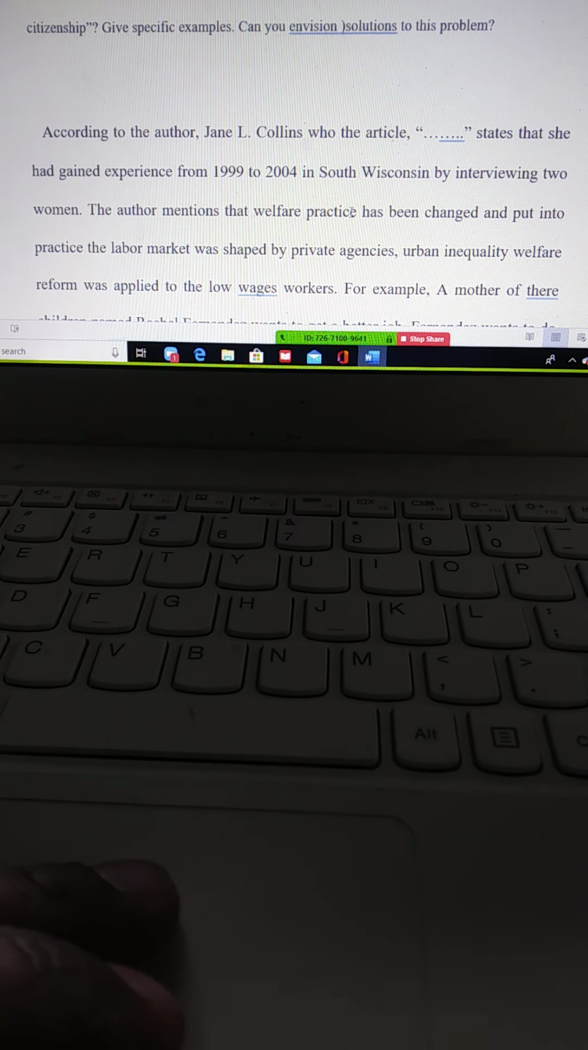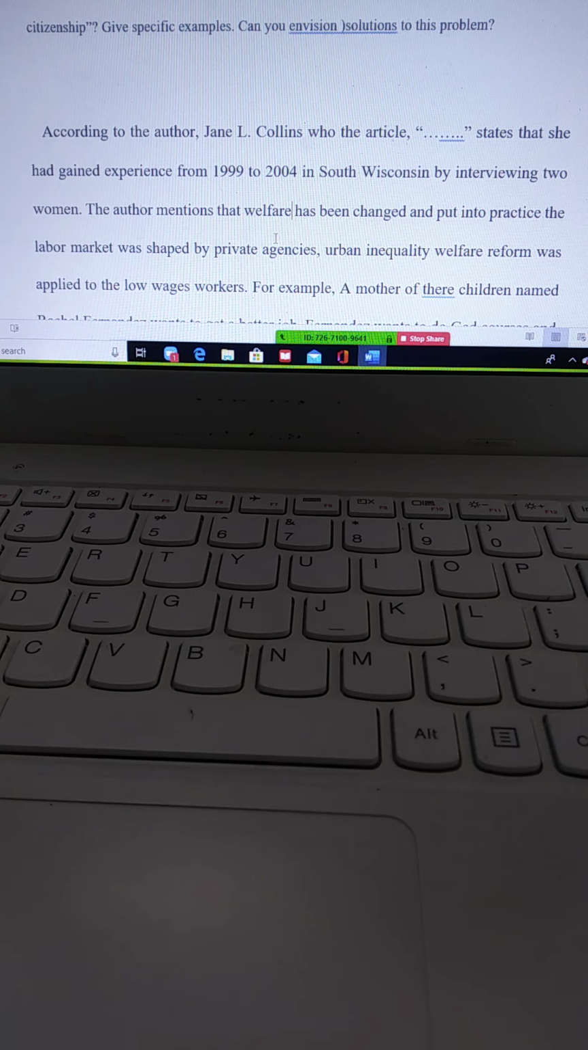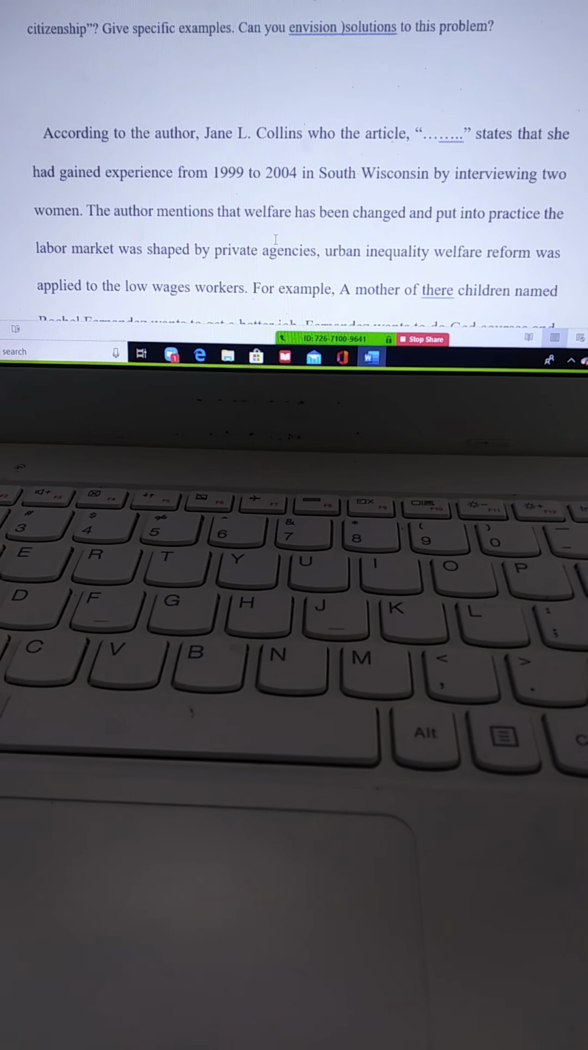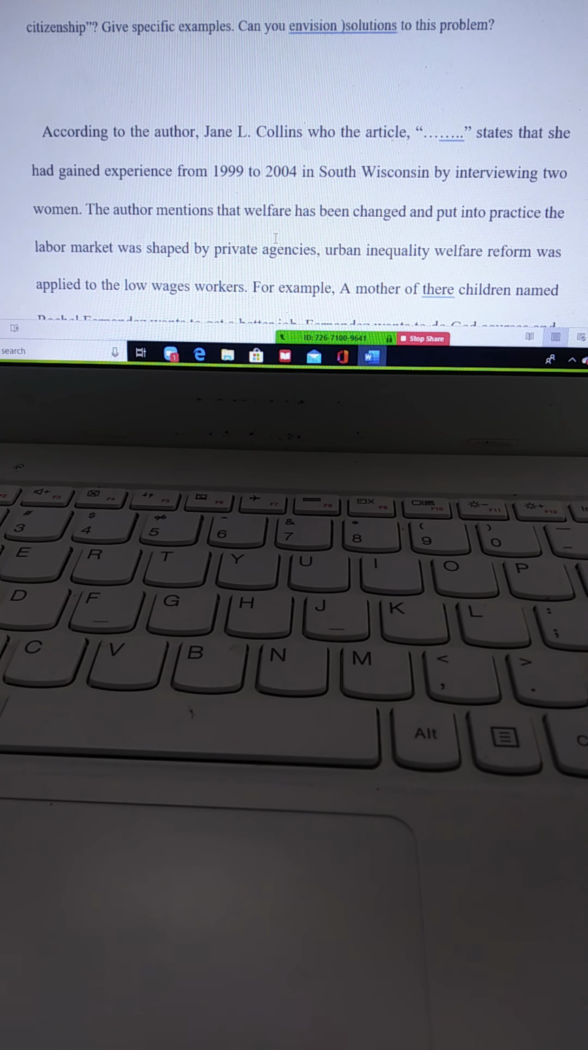So there's a lot of information missing here. See, urban inequality, welfare reform has applied to the low wage workers. So you're saying that this is what the author's stating? The author mentions that welfare has been changed and put into practice. The labor market was shaped by private agencies, urban inequality. Yes, it seems like there's a lot of information missing. So are you doing the who, what, when, where, how, and why, and taking direct full sentence notes when you read?